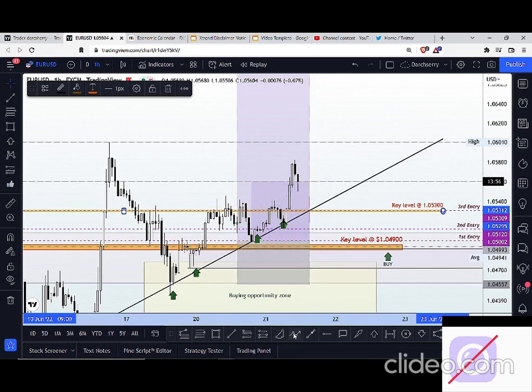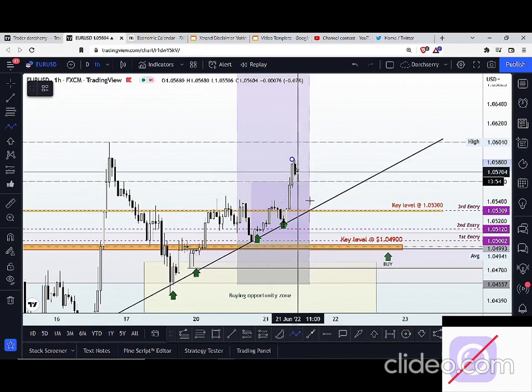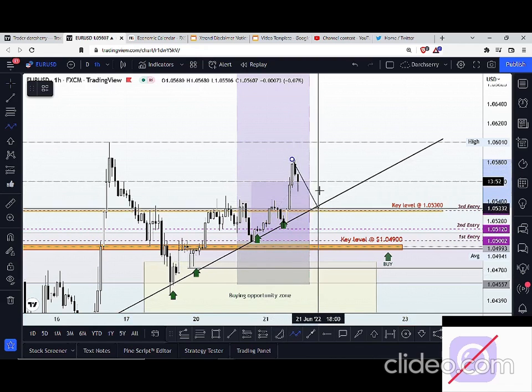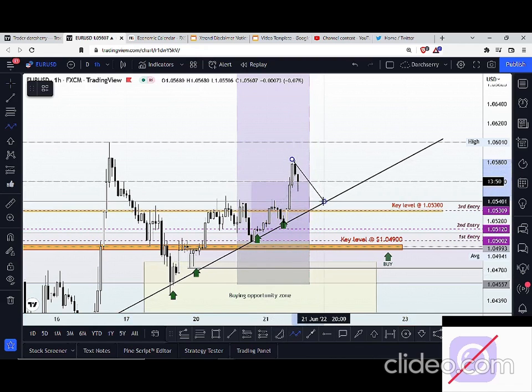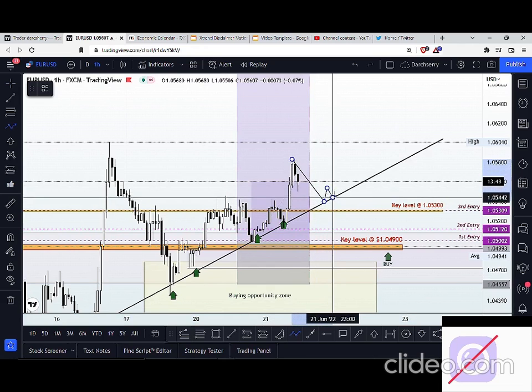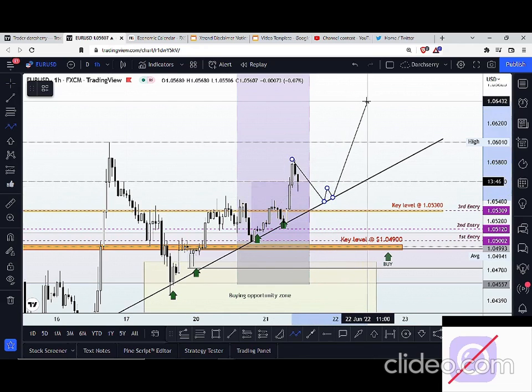What I want to be looking out for going into the New York session is to see price come back into either the key level or this bullish trend line, where I'm looking for patterns to join the potential bullish momentum to the upside.